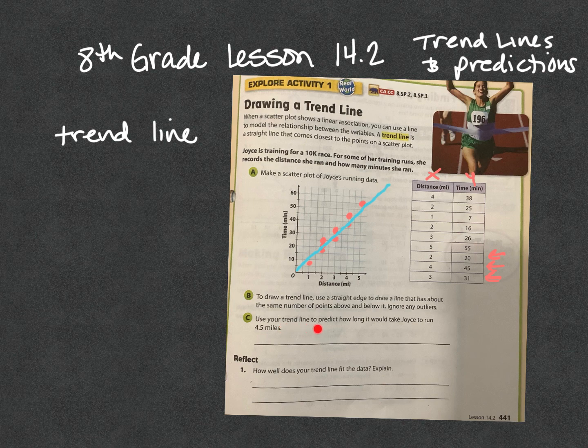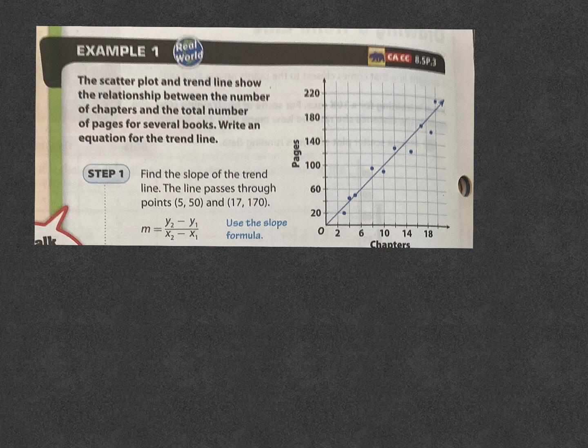They say use your trend line to predict how long it would take Joyce to run 4.5 miles. Remember, this was trend lines and predictions, so you can use that trend line to make a prediction. So 4.5 miles would be right here. About how long should that take her? Probably around 45 minutes or so. Should take about 45 minutes. So the trend line just kind of shows where most of the data lies, and we were kind of drawing those in the previous lesson anyway.